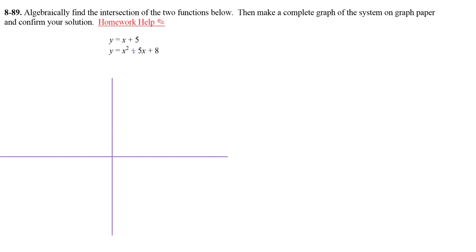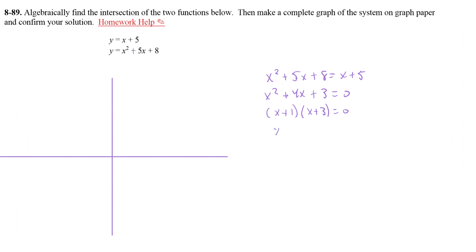This is like the ski jump problem, so we want to find where they intersect, so we set them equal to each other. Then you get x squared plus 5x plus 8 equals x plus 5, and then you get x squared plus 4x, because we're subtracting x, and then subtract 5 and you get plus 3 equals 0. What makes this problem real nice is we can factor it, so you get x plus 1 times x plus 3 equals 0.